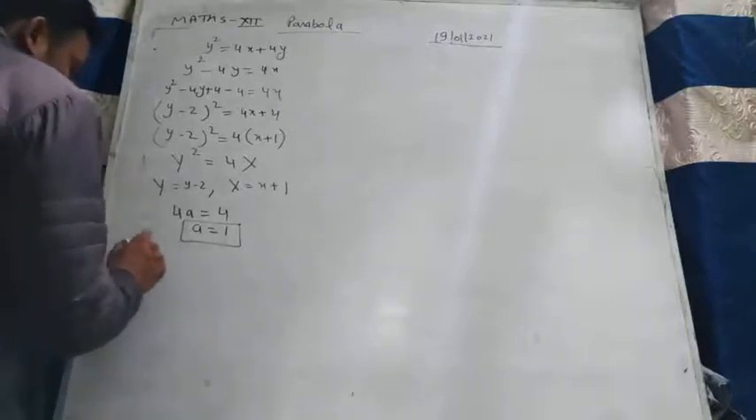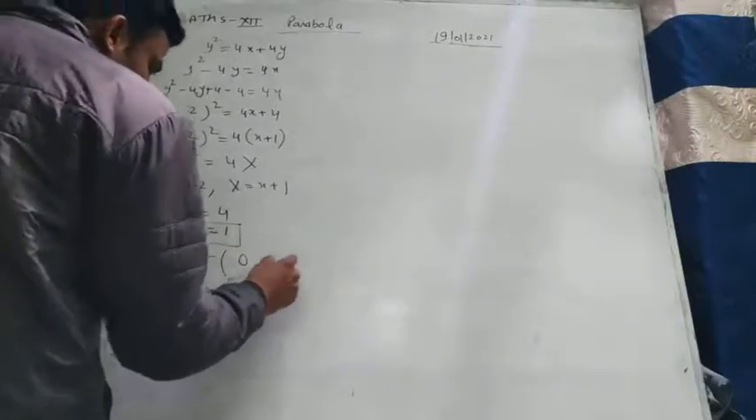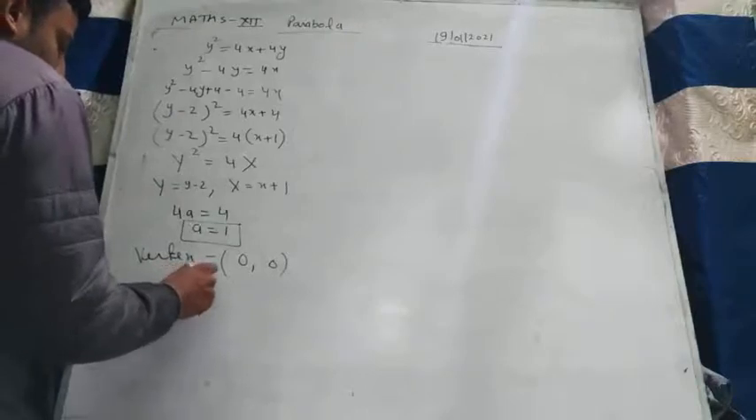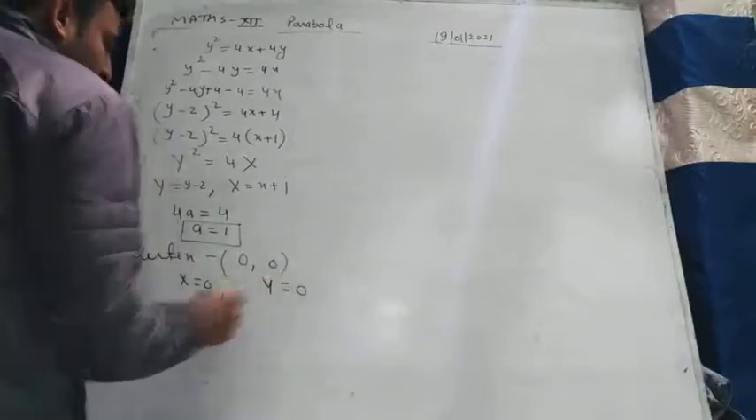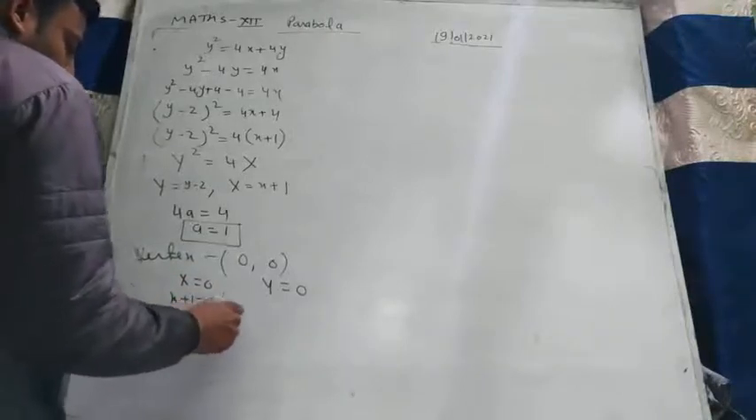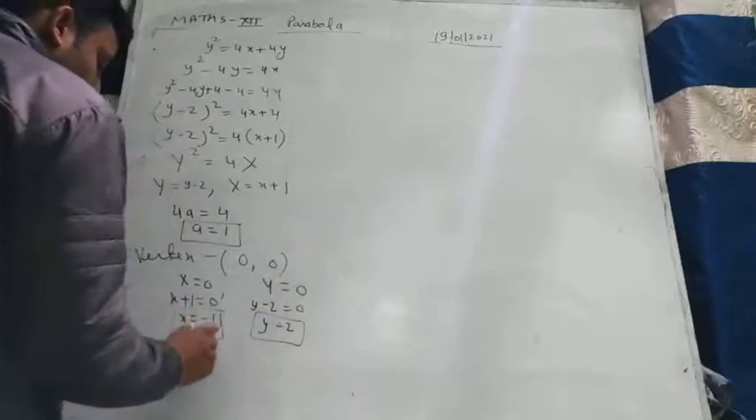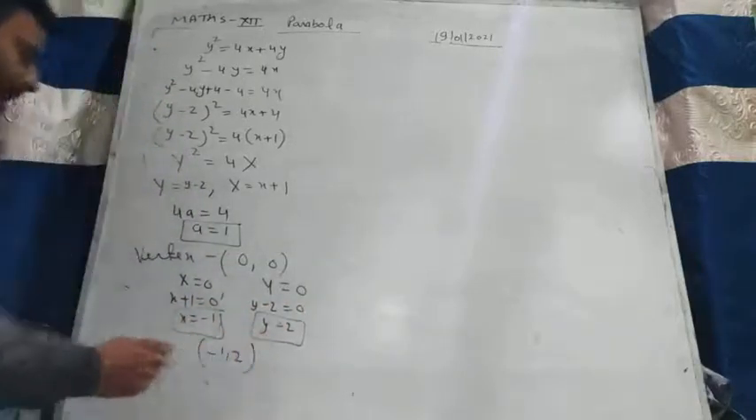Okay, student. Now we have to find its vertex. So vertex is 0, 0. It means that capital X is equal to 0 and capital Y is equal to 0. So x plus 1 equal to 0, so x is minus 1, and y minus 2 equal to 0, so y is equal to 2. So its vertex will be minus 1, 2.